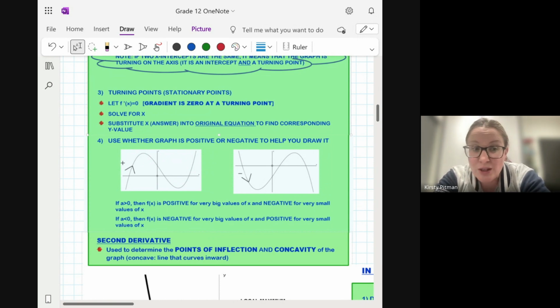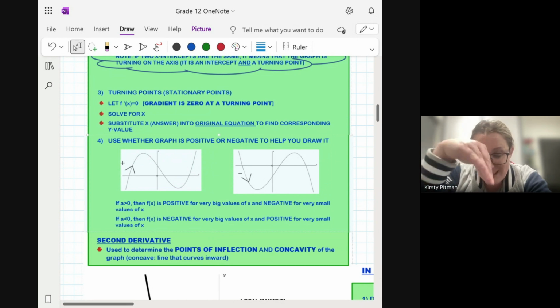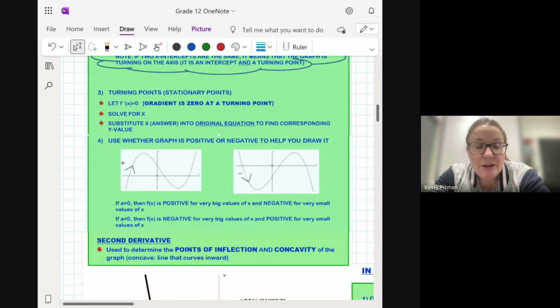You want to know for the turning point, also known as a stationary point, where the derivative, the gradient, is equal to 0. Because where the derivative is equal to 0, what do we know? We know that that turning point is neither going to be going up or going down. That graph is going to be sitting solid, sitting in 1 point. So let the derivative equal 0. Solve for x. Substitute the x's into the original equation to find the corresponding y values.